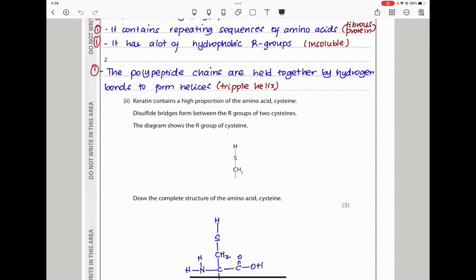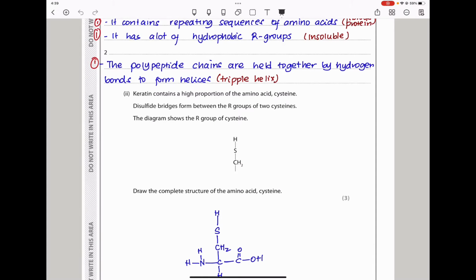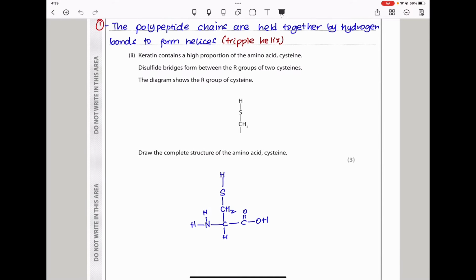Moving on, they say keratin contains a high proportion of the amino acid cysteine. Disulfide bridges form between the R groups of 2 cysteines. The diagram shows the R group of cysteine. This is the cysteine R group. So here they say draw the complex structure of the amino acid cysteine.